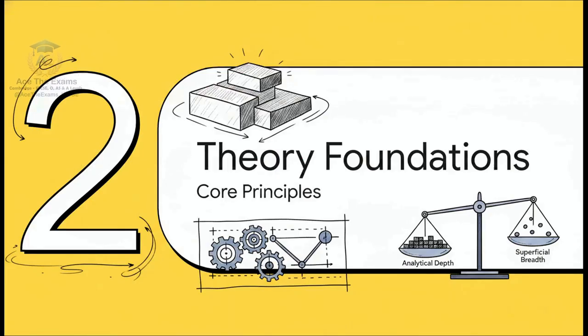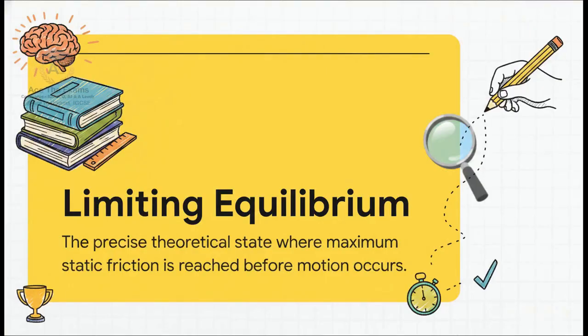Moving on to segment 2, theoretical foundations. Listen, to meet these top-tier academic benchmarks, you have to demonstrate logical, structured reasoning. And this slide brilliantly illustrates exactly what I mean by foundational compliance. Limiting equilibrium isn't just some throwaway phrase. It is the precise mathematical state where static friction is at its absolute maximum. F exactly equals mu times R. It's that critical tipping point right before motion actually occurs.